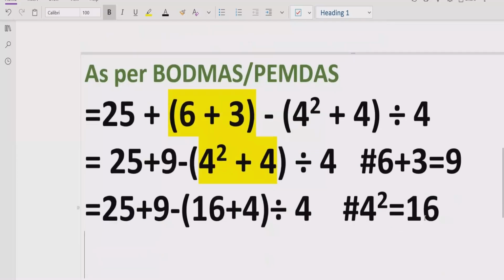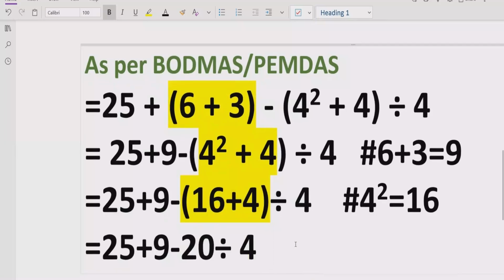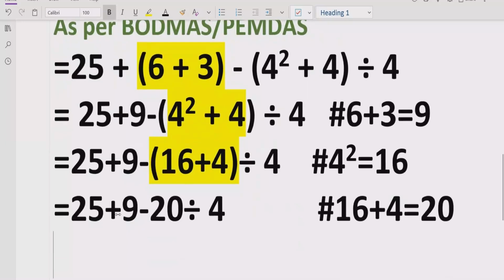Now move forward to solve this bracket now because we have solved the power of 4. So 25 plus 9, we'll write this one, and 16 plus 4 equals to 20. And this part we will write now as it is. So here we will give the reference 16 plus 4 equals to 20. Now move forward. Now we have solved all the brackets.